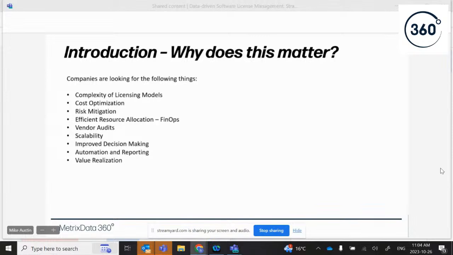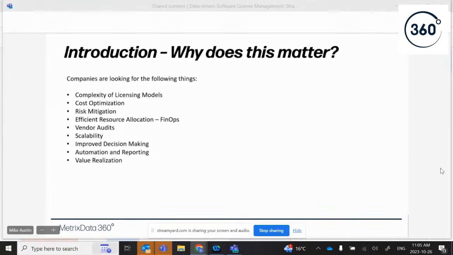People are starting on the FinOps journey. We won't get into FinOps, though I think we're going to run a series on it here in the coming weeks. But everybody's starting down that journey, and one of the biggest things in FinOps is to look at efficient resource allocation. So how do we get data to determine whether we are buying the right size? Are we scaling and auto-provisioning appropriately?